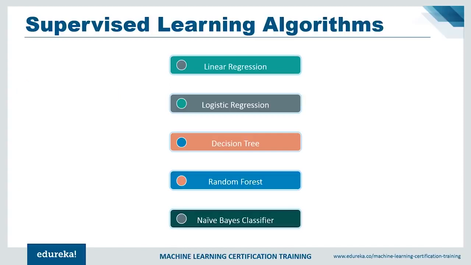Now, when we talk about supervised learning, there are not just one, but quite a few algorithms. We have linear regression, logistic regression, decision tree, random forest, and naive Bayes classifiers. Linear regression is used to estimate real values, for example, the cost of houses, the number of calls, or the total sales, based on continuous variables. That is what linear regression is.